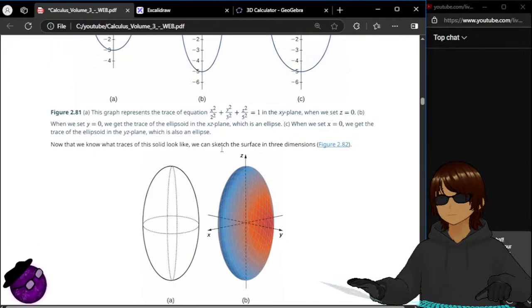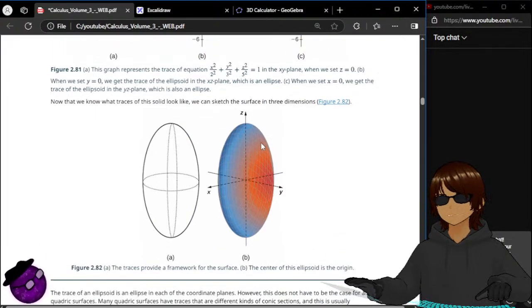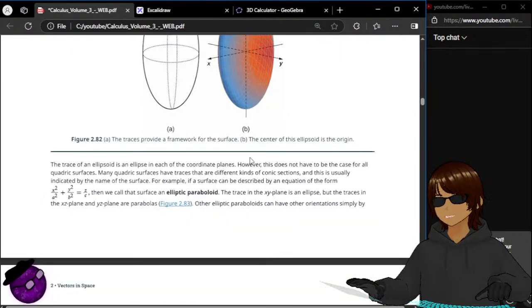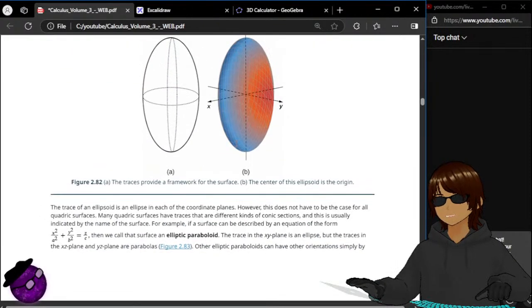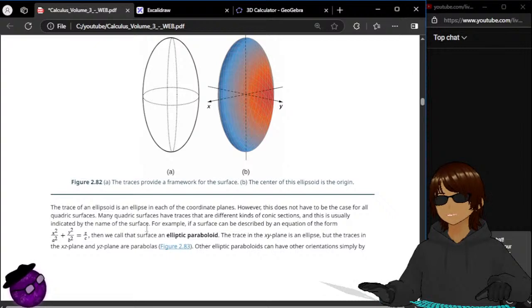Okay. This is what an ellipsoid looks like. The trace of an ellipsoid is an ellipse in each of the coordinate planes. However, this does not have to be the case for all quadratic surfaces. Many quadratic surfaces have traces that are different kinds of conic sections, and this is usually indicated by the name of the surface. For example, if a surface can be described by an equation of this form, then we call that surface an elliptic paraboloid.